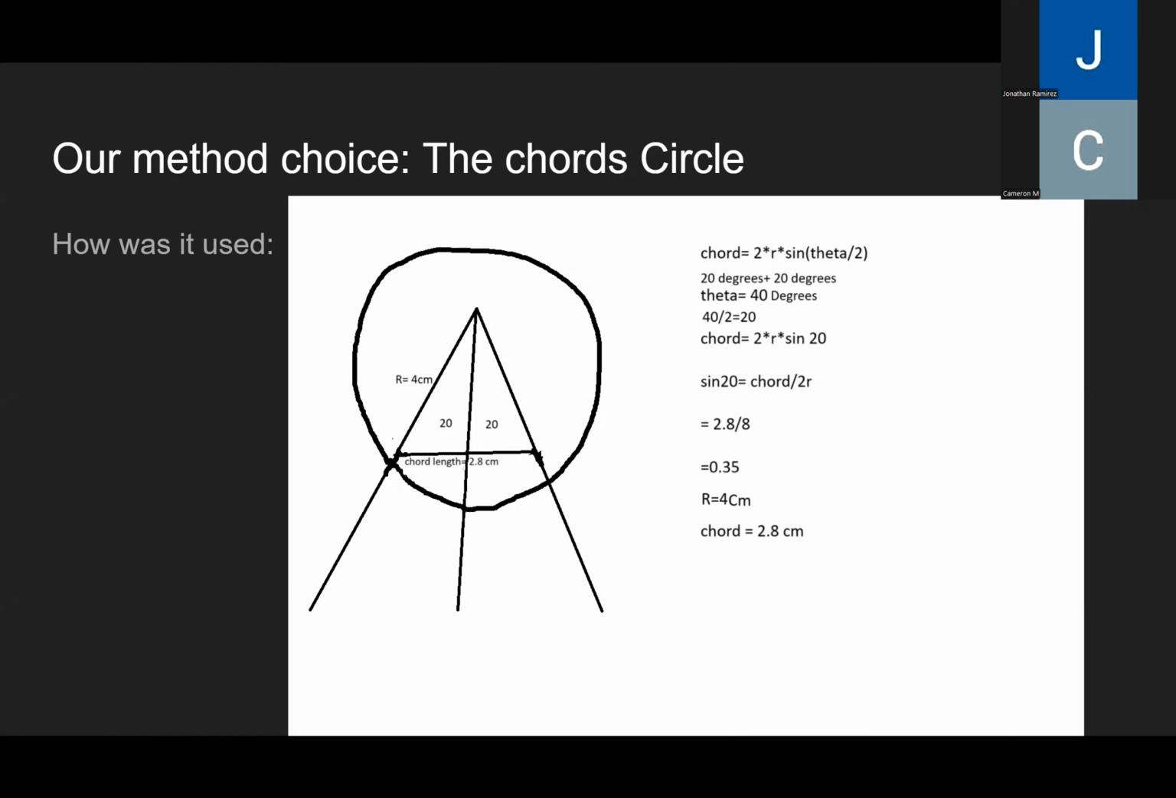Now, using the chord length, you would measure the chord and get a result, which our result was 2.8 centimeters for the chord length. Then you would plug these numbers into the formula, chord length divided by 2r, and have 2.8 centimeters divided by 8, which equals 0.35.